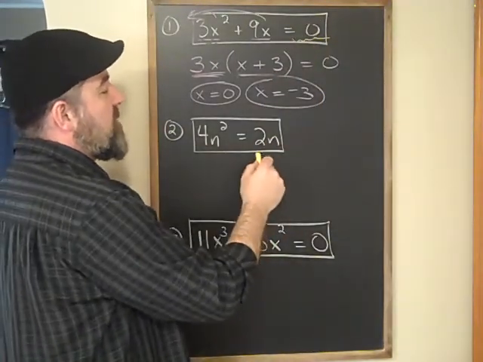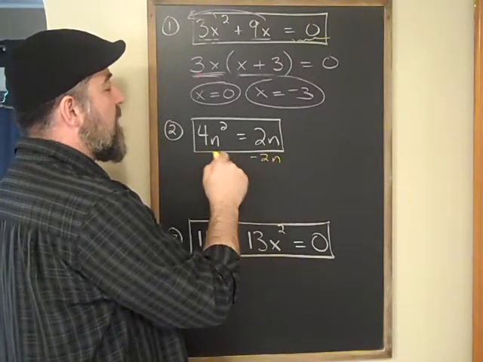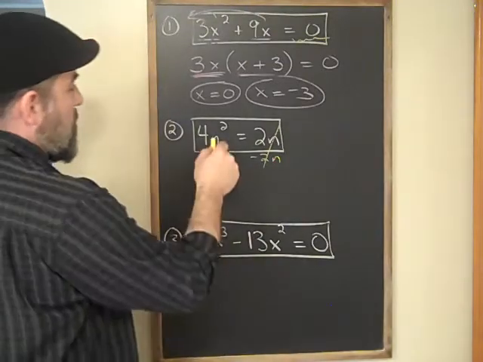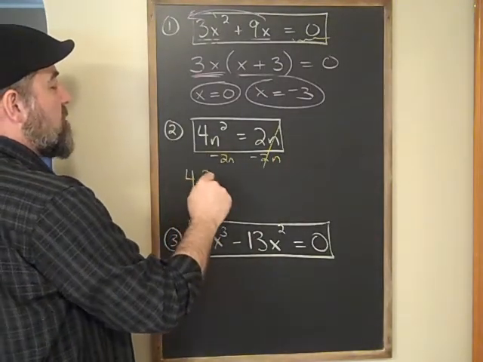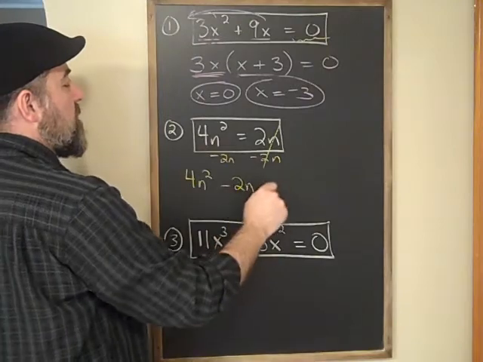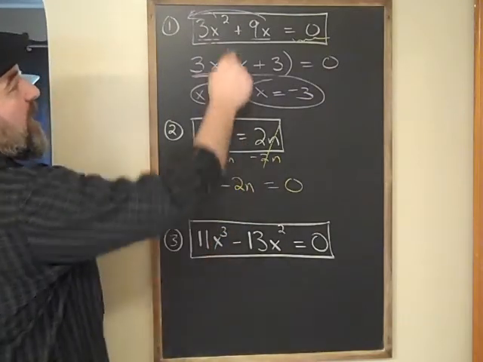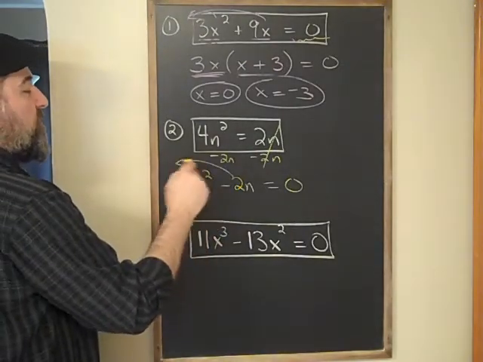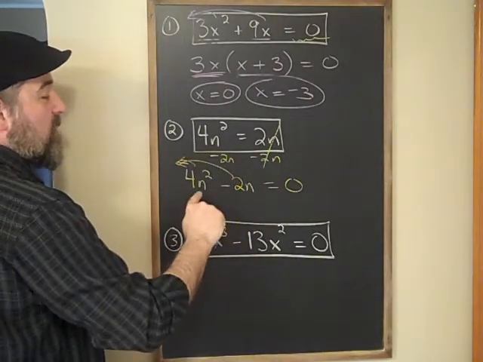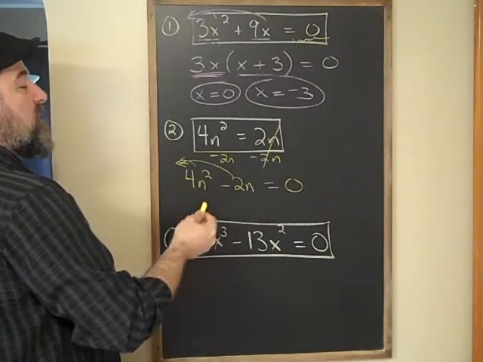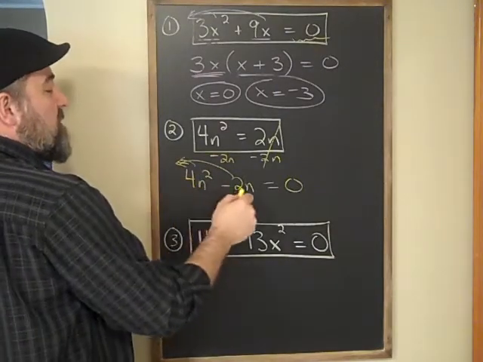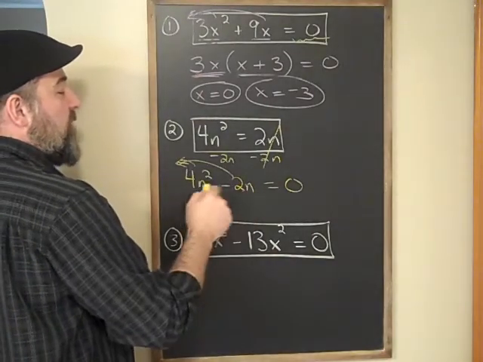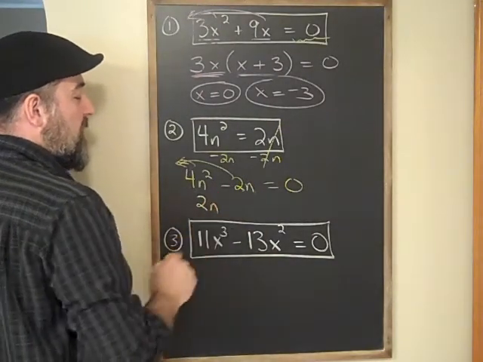The way to make there be 0 on both sides is to subtract 2n from both sides. That'll get you 0 on the right. So we'll end up with 4n squared minus 2n is equal to 0. Now it's starting to look more like this. Now we can factor. We have to find some greatest common factor between these two terms that divides out of both. So the biggest numerical value that divides out of both is 2. The biggest variable factor that divides out of both is n.